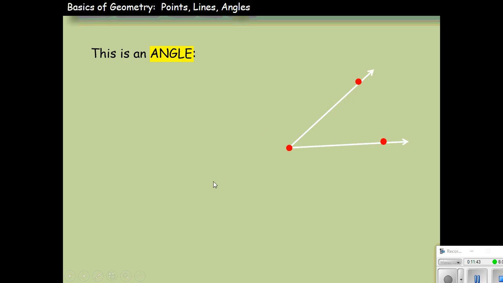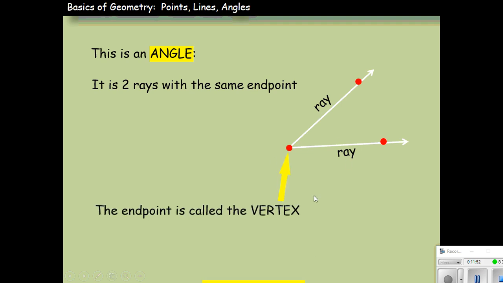Next, we're going to start talking about angles. This is an angle. The way we describe an angle is it's two rays with the same endpoint. There are two rays making up one side and the other side of the angle to share this endpoint. That shared endpoint is going to be very important when we talk about angles. It's got its own special name.